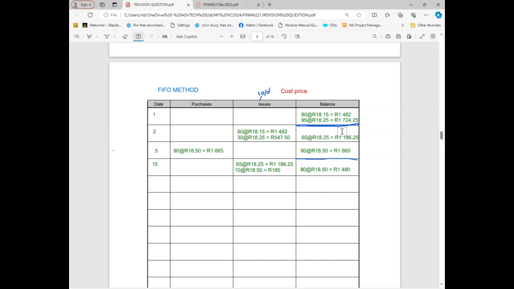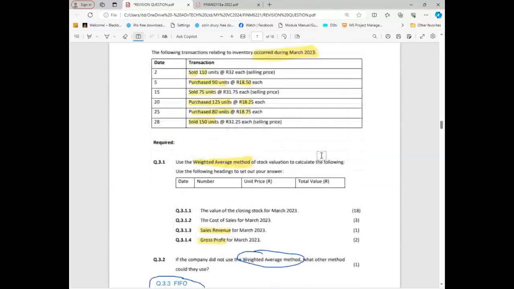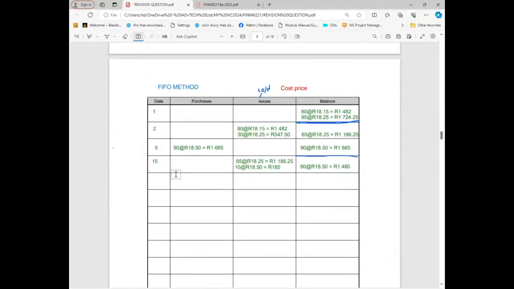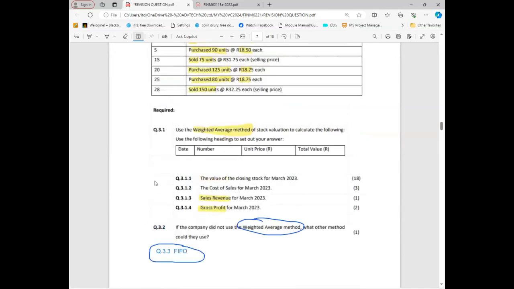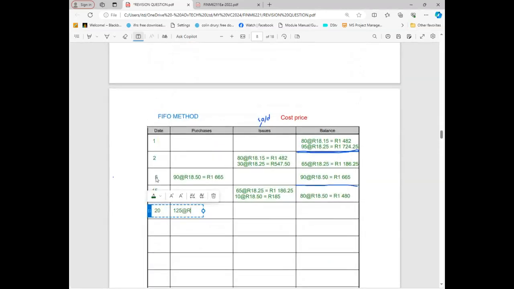Okay, so we can continue. Let's go to the next stage. The 20th. We bought 125 units. Tell me what to do. So it's going to go under the purchase column, which is 125 units at 18 rand 25. The new amount is 2,281.25.